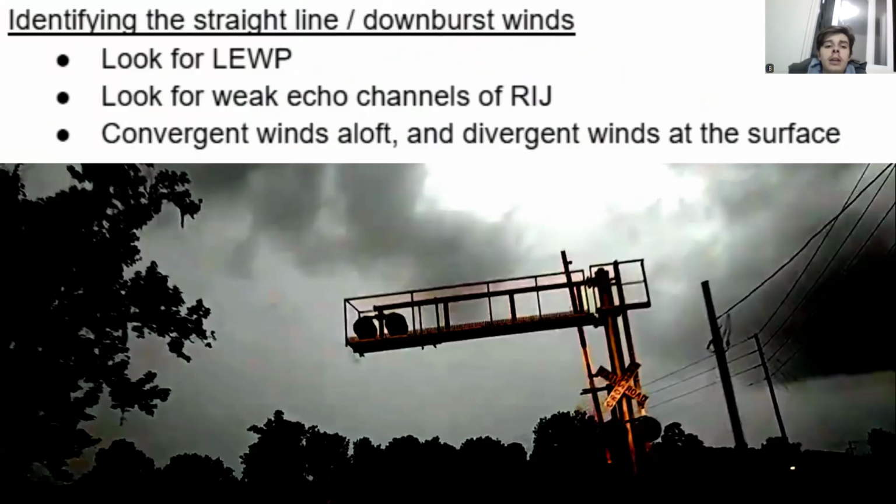Identifying straight line and downburst winds. How can you identify these? Well, you can look for the loops that we talked about, look for weak echo channels of the rear inflow jet, and convergence winds aloft and divergent winds at the surface. Those are some of the features that we talked about earlier.